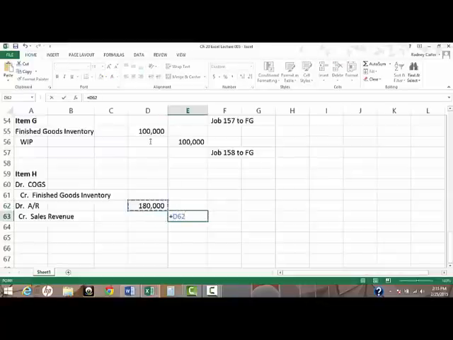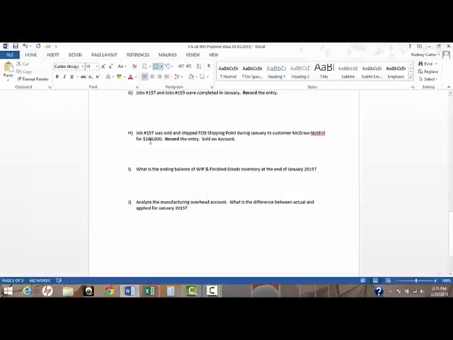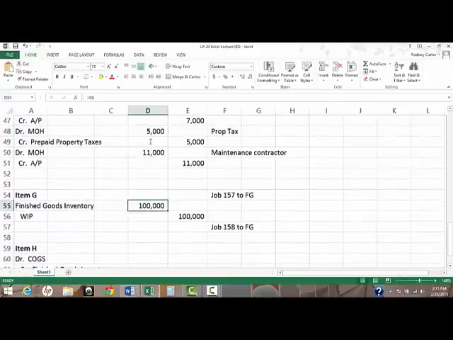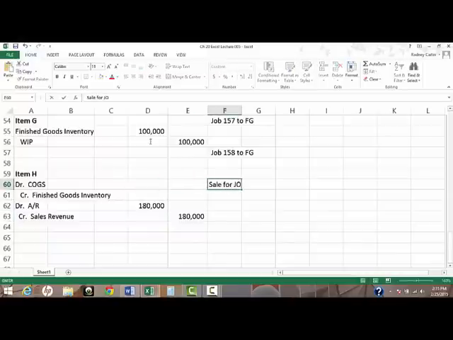And in the cost of goods sold, I'll let you finish this part of the problem, but you need to reference job 157. Job 157 was $100,000, so you would move this finished goods of $100,000 to cost of goods sold. This is the cell for job 157.